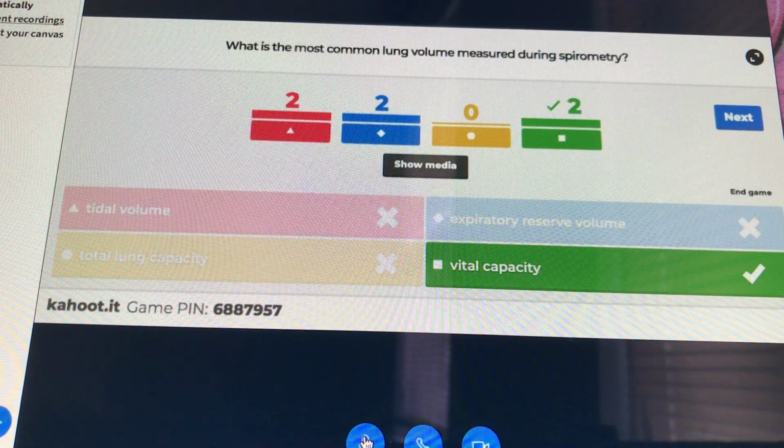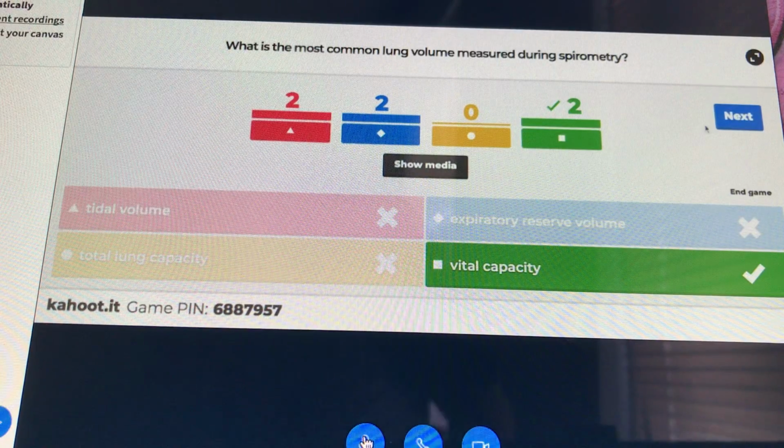So that's the information you're getting by looking at VC, which is why it's the most common lung measurement and the best indicator of restrictive disease. Any questions? Okay.